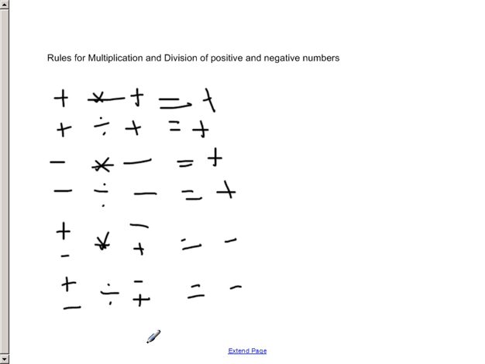Now, we told a little story to help us remember this. When something good happens to a good person, that's good. When something bad happens to a good person, that's bad. When something good happens to a bad character, that's bad. And when something bad happens to a bad character, that's good. So we told a little story to remember those rules.